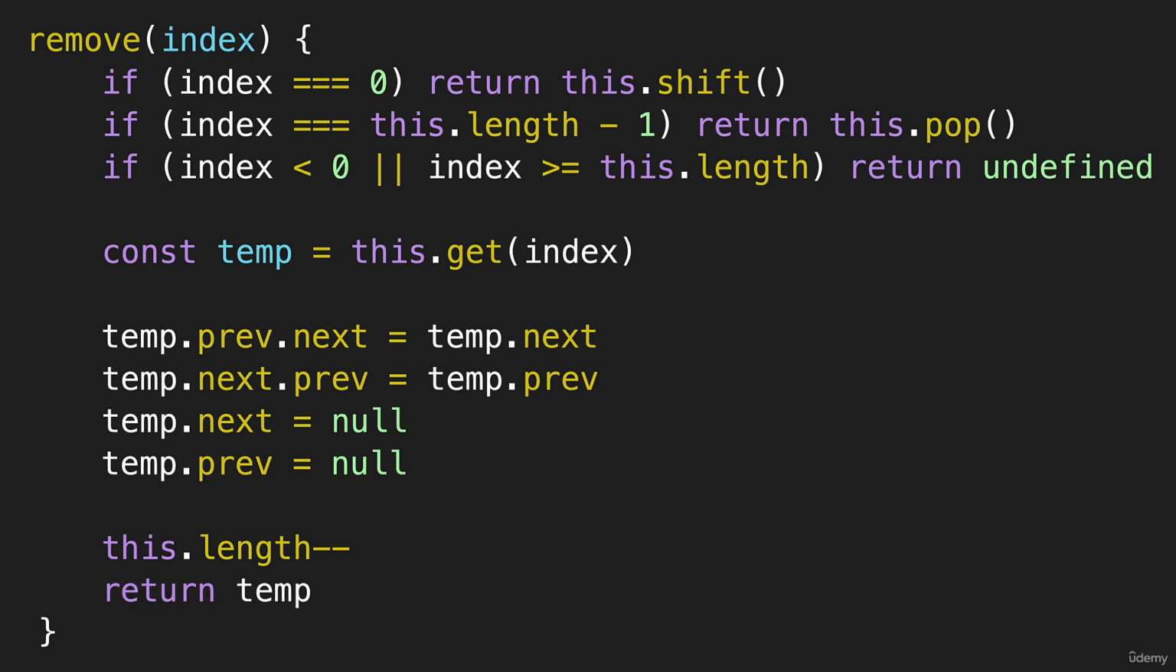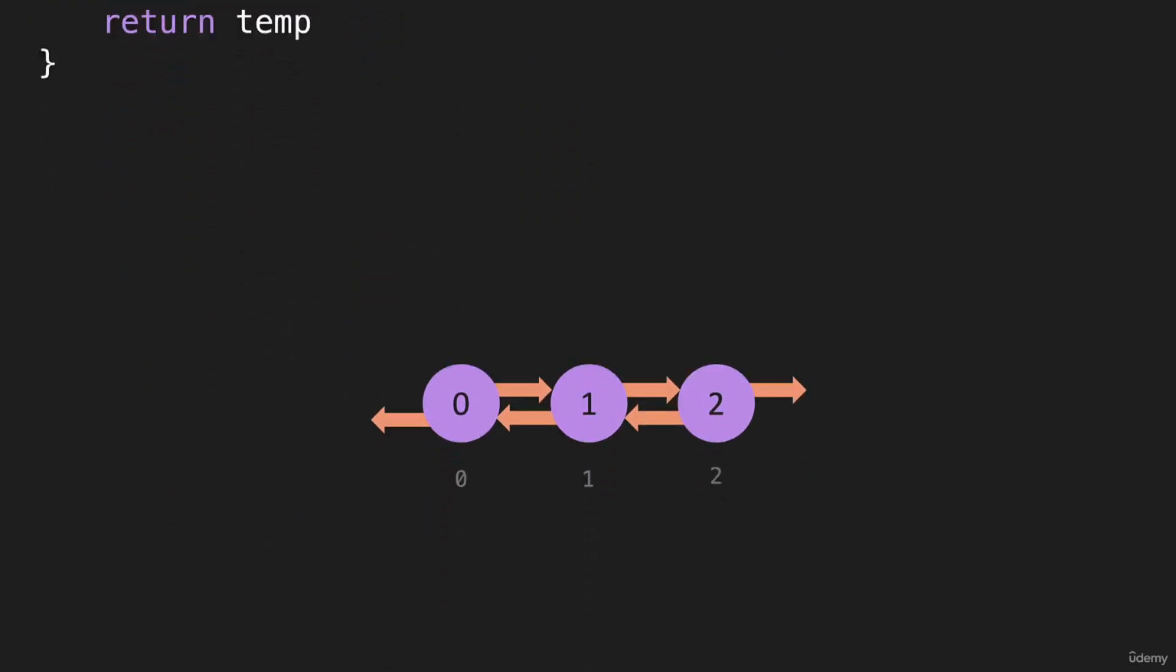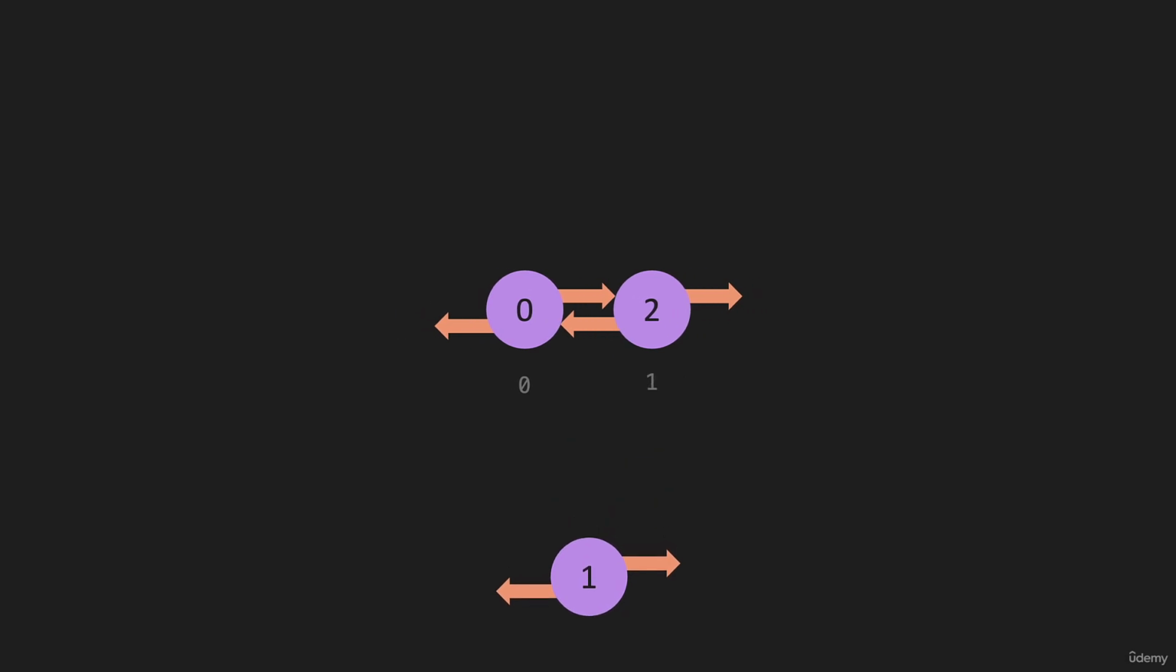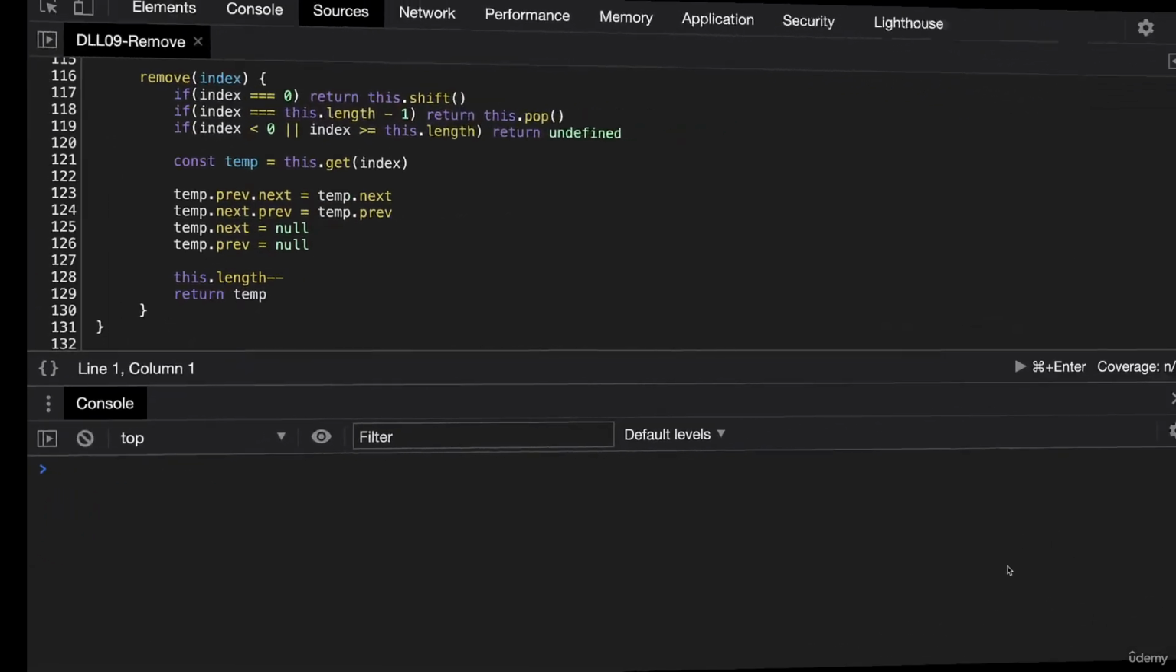So we'll look at this code in a second in DevTools. This is the linked list that we'll create with a length of 3, and we will remove the item at the index of 1, which also has the value of 1. So it will return the node with the value of 1, like that. Then we'll be left with a list where head points to 0, tail points to 2, and has a length of 2. So let's flip over to DevTools.